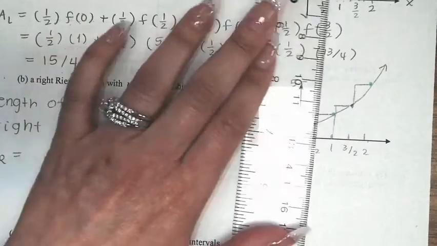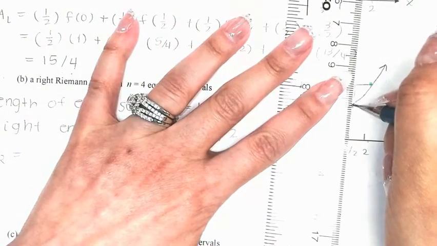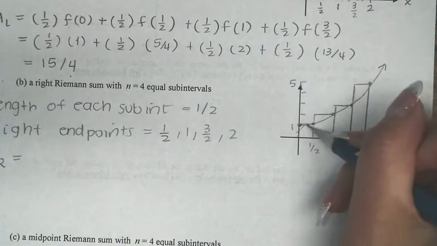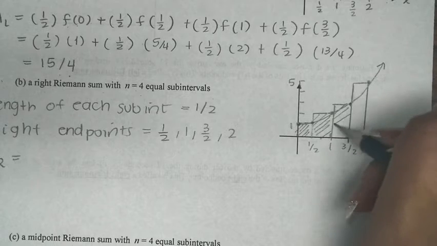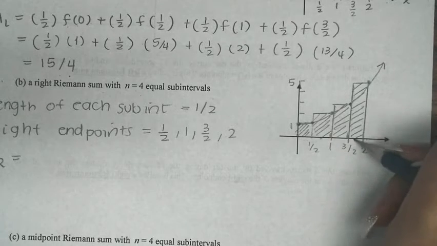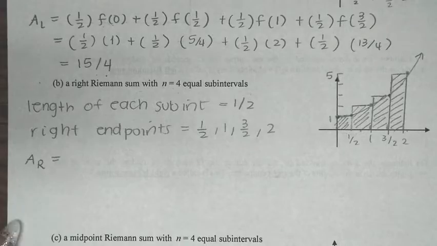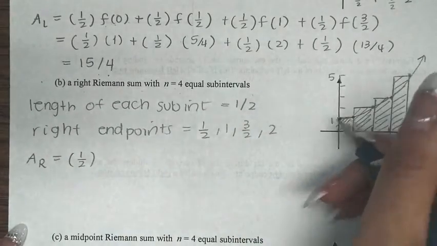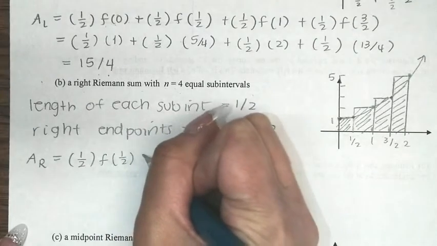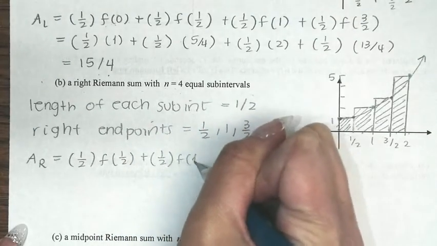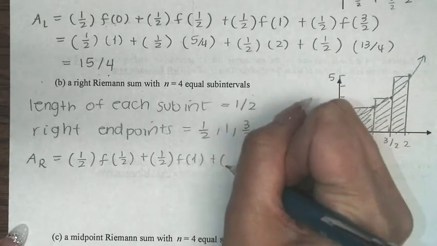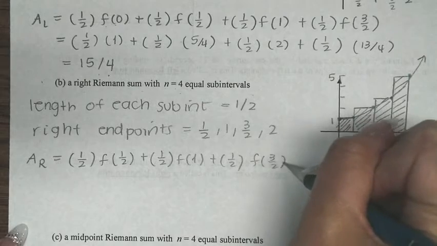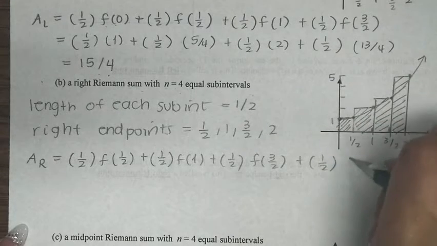Let me just draw my rectangles so they look nice. You can see here, this is my first rectangle, this is the second one, this is the third one, and this is the fourth rectangle. For the first rectangle, the base is 1/2, but the height is going to be f of 1/2 plus 1/2 times f of 1. And then you have 1/2 times f of 3/2 plus 1/2 times f of 2.